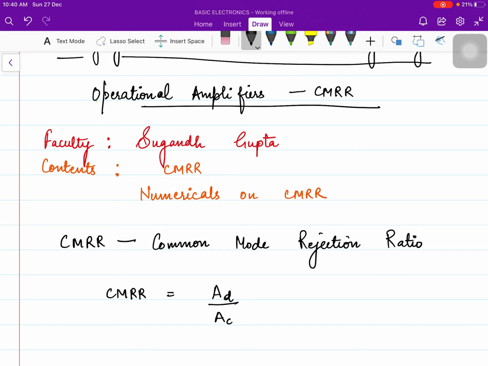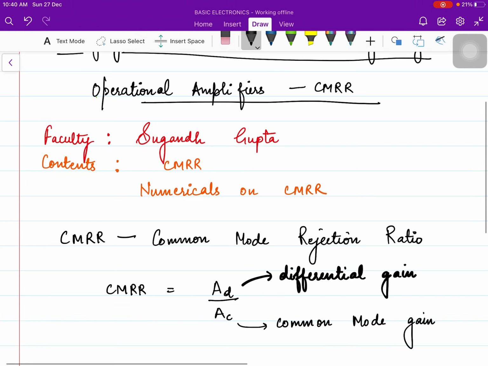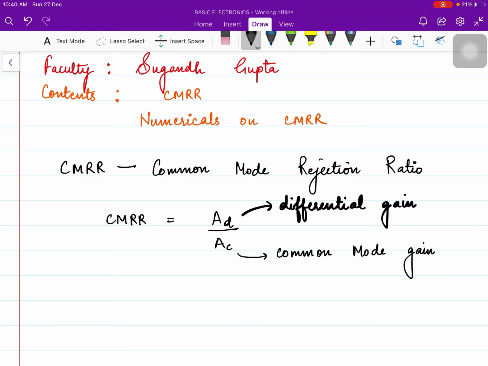I'll share the link of the previous lecture in the description box, so you will be able to understand clearly what AD is and what AC is. We have already discussed that AD is the differential gain and AC is the common mode gain. So CMRR is the ability of an op-amp to reject the common signals. Higher the CMRR, better is your op-amp.